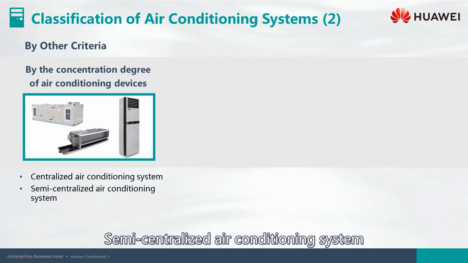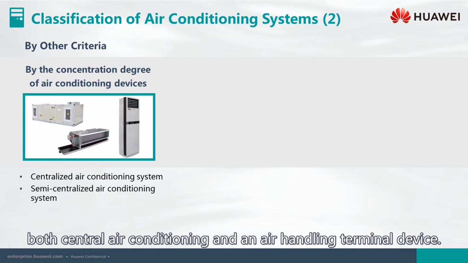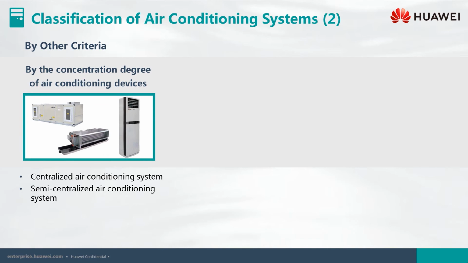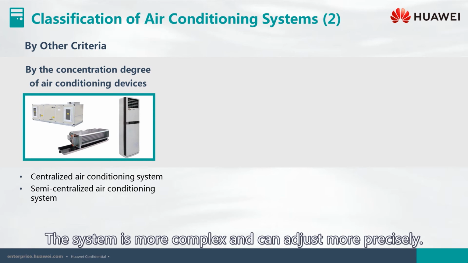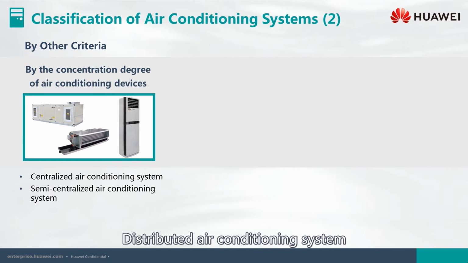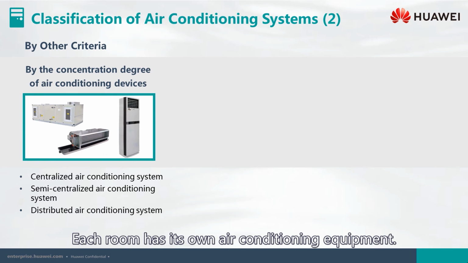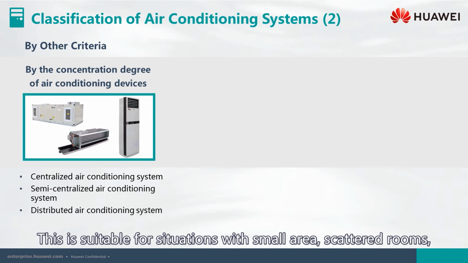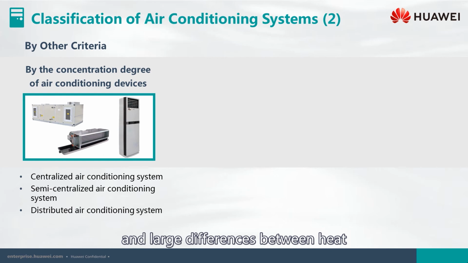Semi-centralized air conditioning system. This air conditioning system has both central air conditioning and an air handling terminal device. The system is more complex and can adjust more precisely. Distributed air conditioning system. Each room has its own air conditioning equipment. This is suitable for situations with small area, scattered rooms, and large differences between heat and moisture loads of different rooms.